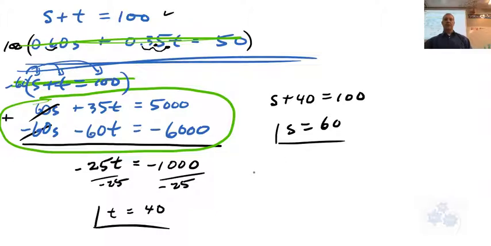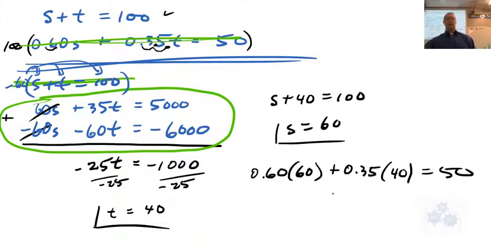Does that work for the second? Let's check the second. 0.60 times 60 plus 0.35t, I got too many dots there, 0.35 and t is 40. That should equal 50. So we'll get our calculators out. What is 60 times 0.6? 36. What's 40 times 0.35? Should be 14. Try that again. And that equals 50? So is it 14, right?